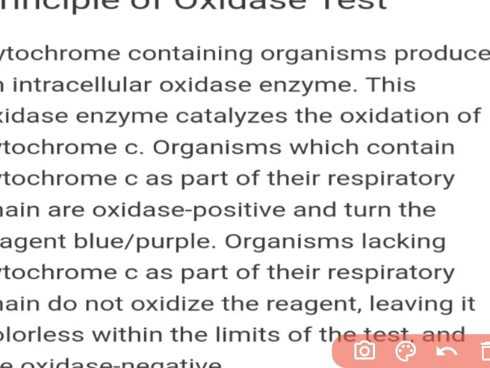Organisms which contains a cytochrome C as a part of their respiratory chain are oxidase positive, and this organism turns the reagent, that is a oxidase reagent, into a blue or purple color, whereas the organism lacking the cytochrome C as their respiratory chain do not oxidize the reagent and leaving it a colorless. So means after performing this test, if a colorless compound is formed, the test is negative. If a blue colored compound is formed, then test is positive.